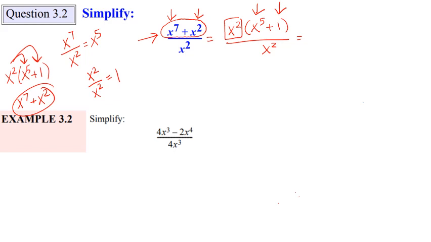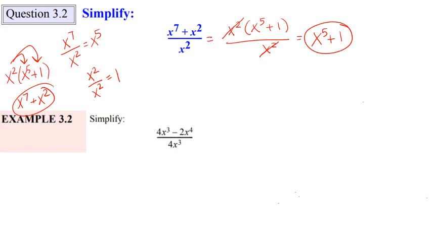So let me get rid of all these arrows. And I'll get rid of that too. Okay, so what happens now is this is a monomial, which I'm going to divide out with a monomial. Anything over itself is 1, so that's where that rule comes from. And then I'm just left with x to the fifth plus 1.